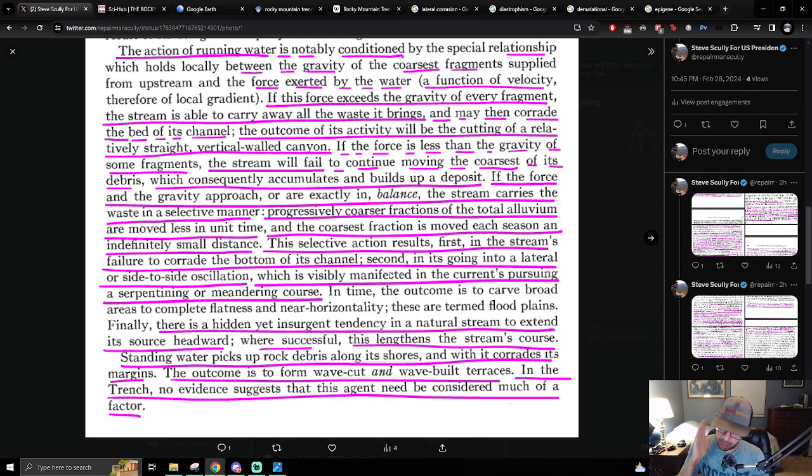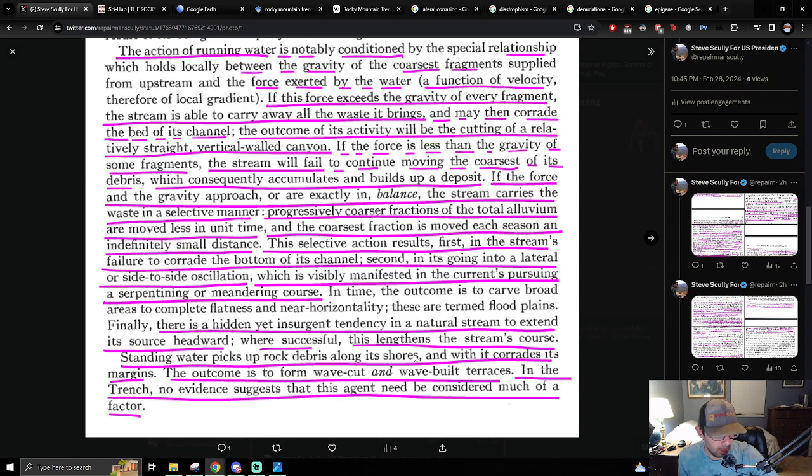So if there's enough resistance, it starts to go around the resistance, which is visibly manifested in the currents pursuing a serpentining or meandering course. That is what it stabilized into as the pressure behind these currents was reduced, so things in front of it were not as easily cut through. Even though it was going in a straight path, once the pressure alleviated, it was just a stream, a river, like a modern river. Then it started to run into resistance and take an actual meandering path.